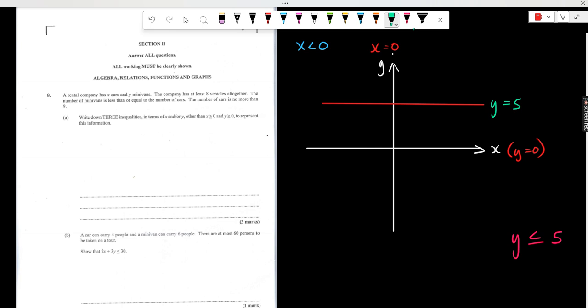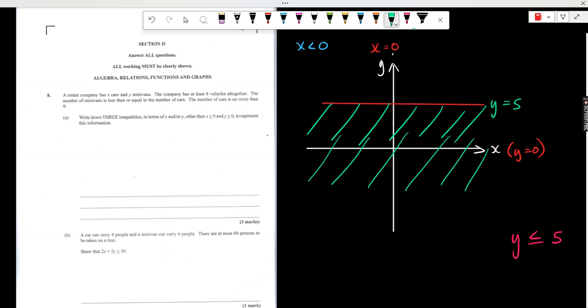Now, because y is less than or equal to 5, the region satisfying that inequality is going to be on or below the line. So this is the line y equals 5, and y is less than or equal to 5 corresponds to on the line and below the line. Is that clear? So y is less than or equal to 5 means that y is equal to 5 or less than 5. So it's going to be on the line y equals 5 and below the line.